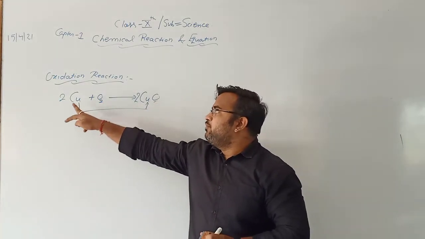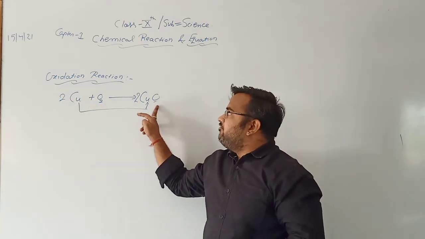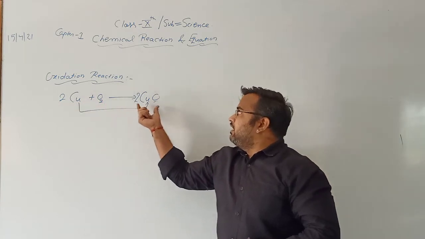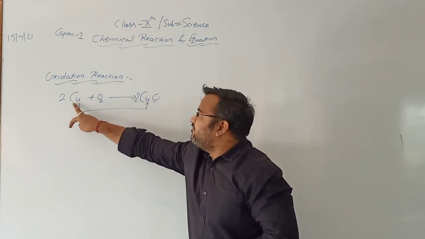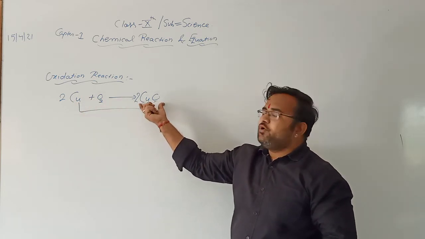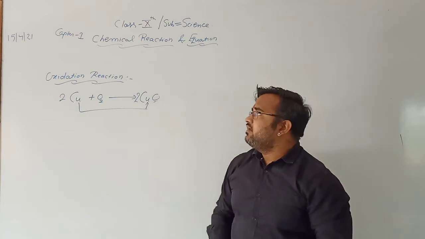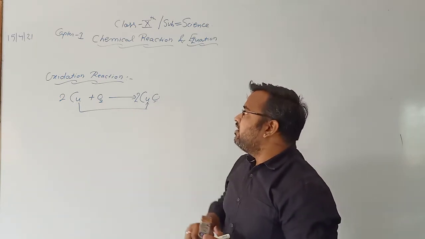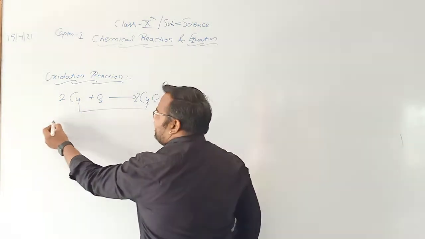From the left-hand side, that means from the reactant side to the product side, we can see the difference: copper in its elemental state and copper in its molecular state. The difference is copper has gained oxygen and formed copper oxide. That means oxidation of copper takes place in this reaction, and it is known as oxidation reaction. Next type is reduction reaction.